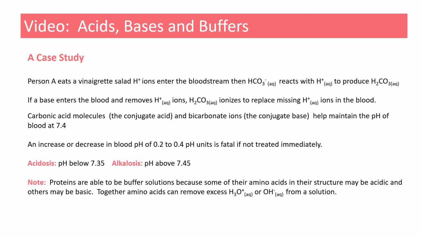The carbonic acid molecules, the conjugate acid, and the bicarbonate ions, the conjugate base, help maintain the pH of blood at 7.4. An increase or decrease in blood pH of 0.2 to 0.4 pH is fatal if not treated immediately.